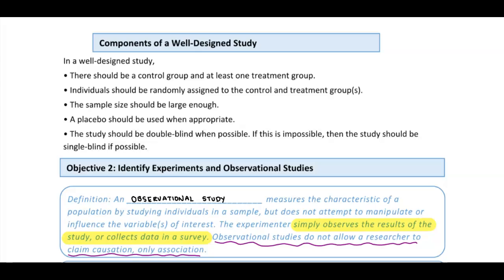Components of a well-designed study. In a well-designed study, there should be a control group and at least one treatment group. Individuals should be randomly assigned to the control and treatment groups. The sample size should be large enough.